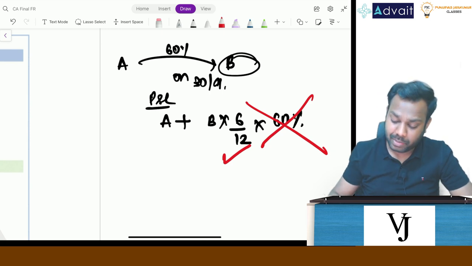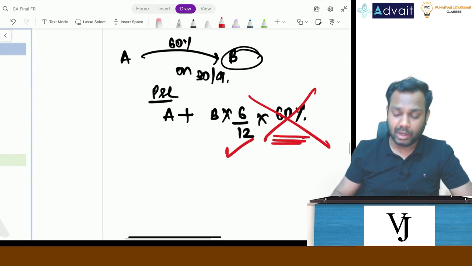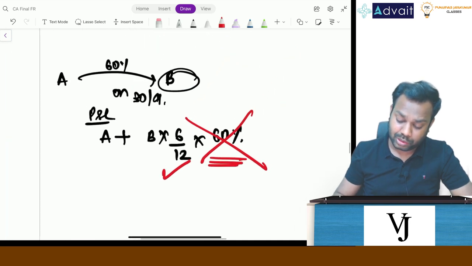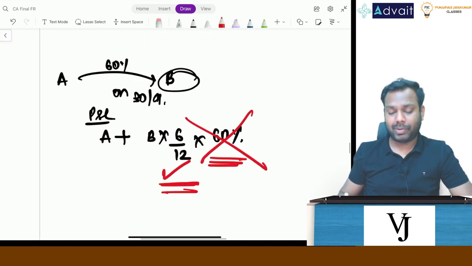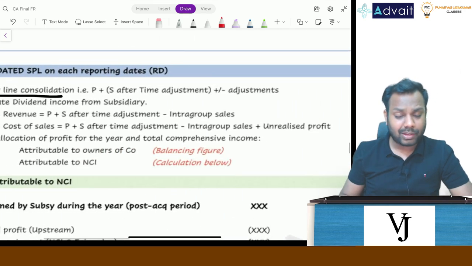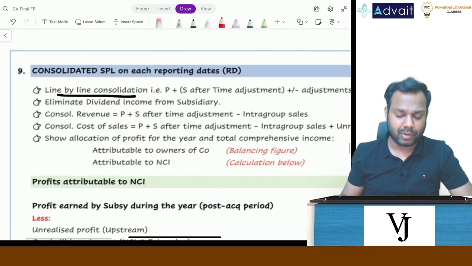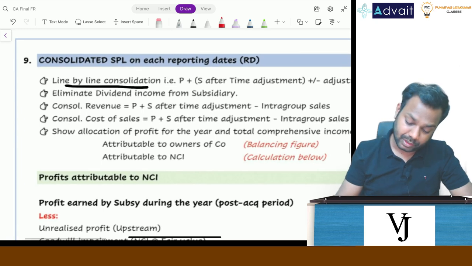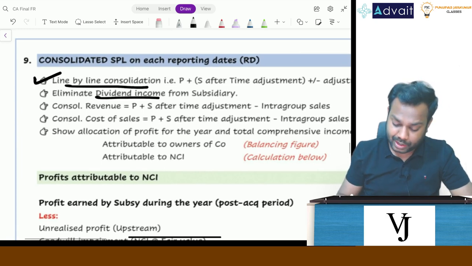Please remember this one. A student makes a mistake here. They do this one, and they do this one, and they forget this one. So please take care of this one. Very small point, but yes, it can save you very good numbers. Now eliminate dividend income from the subsidiary.